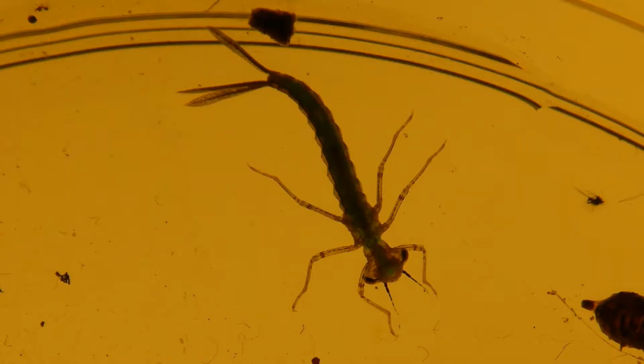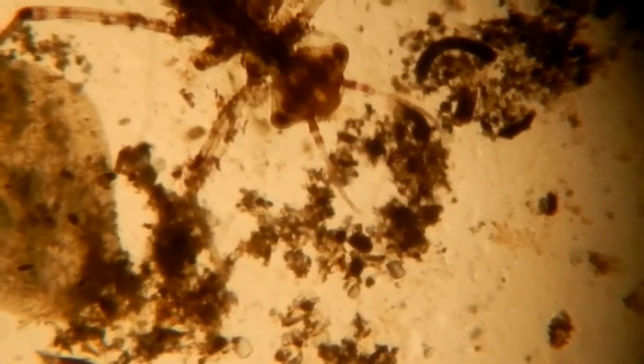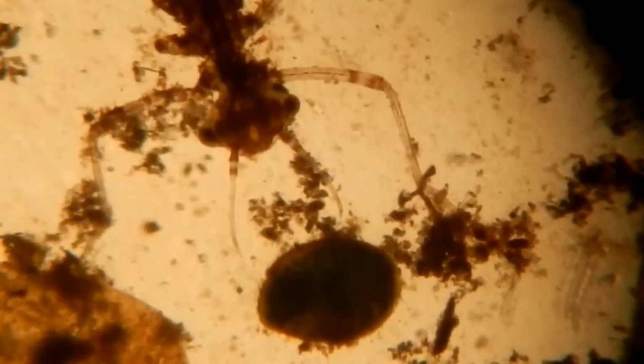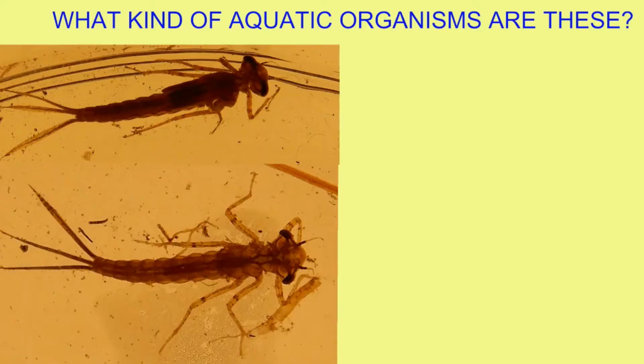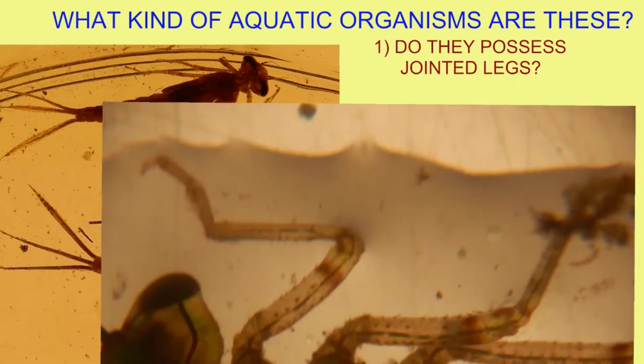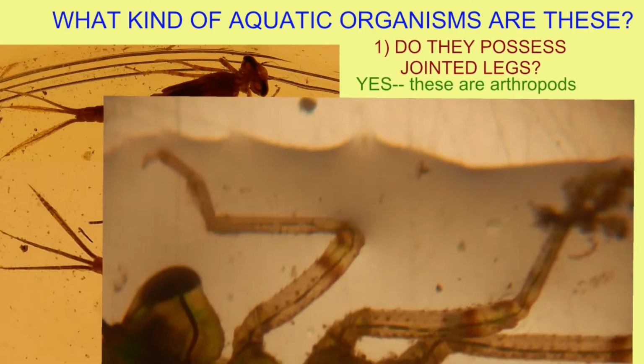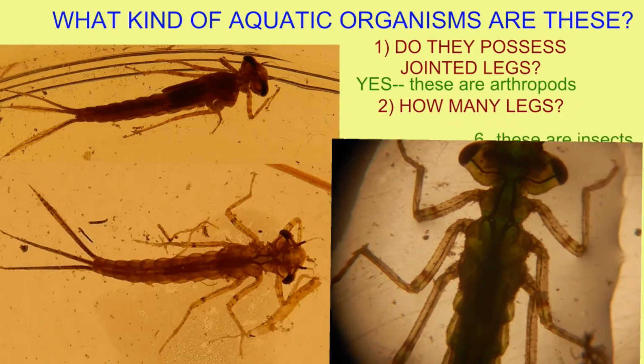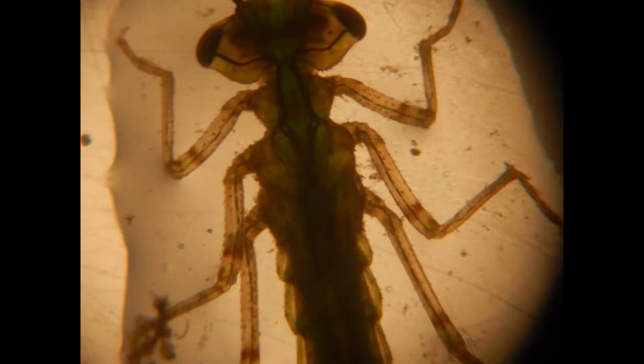If you were identifying aquatic organisms and wondered what organisms are these, you could use a dichotomous key and ask, do they possess jointed legs, legs that have points which bend? And the answer is yes. So these then would be arthropods, whose Latin name literally means jointed leg. If you asked how many legs there are, clearly six coming from the thorax region. This is characteristic of insects.